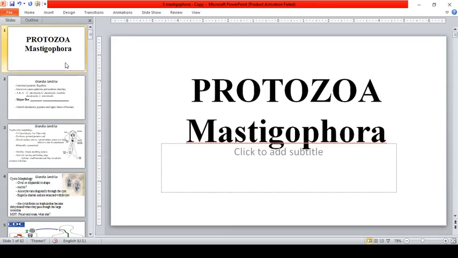Okay, so hi guys. Our topic for the third module is about the Mastigophora. Question: what is the organ of locomotion for Mastigophora parasites, for protozoan parasites under Mastigophora? That is flagella. So they can move and travel with the use of the flagella.